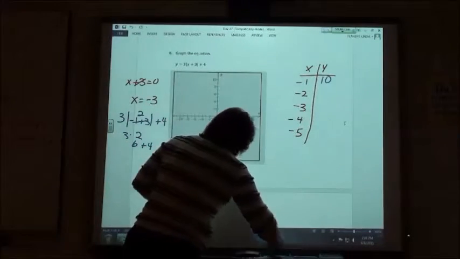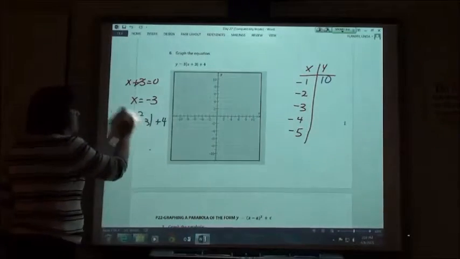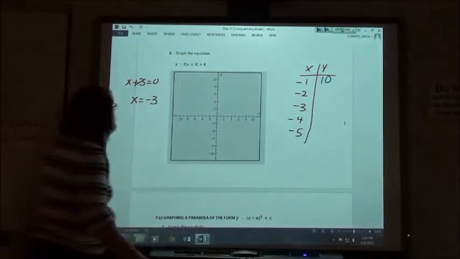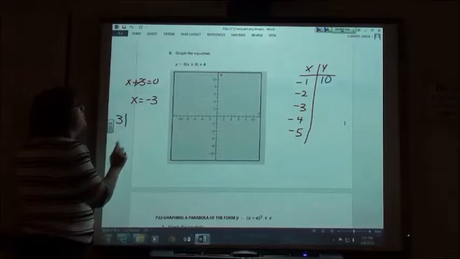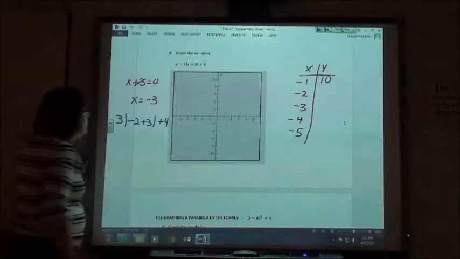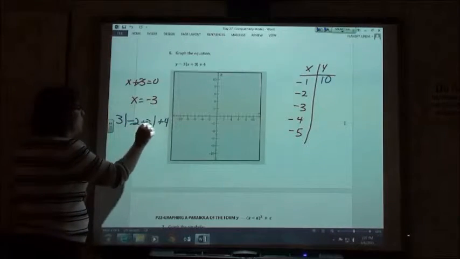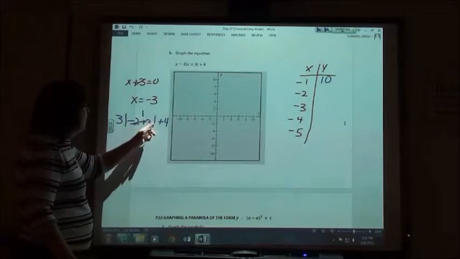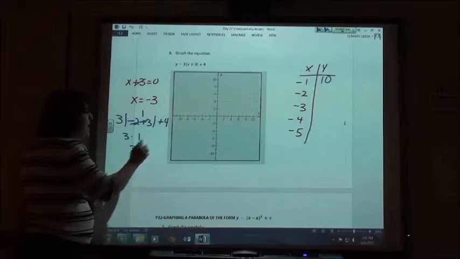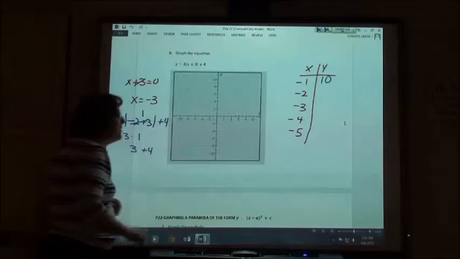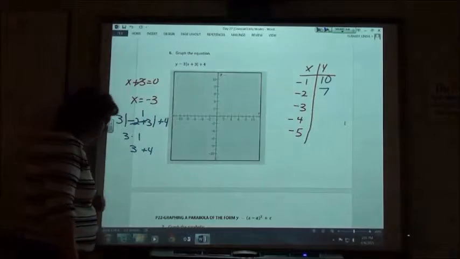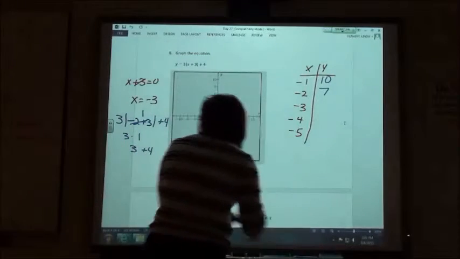And then I'm going to do my next number. Since I don't have a lot of room, I'll erase and do the next one. So negative 2. 3 times the absolute value of negative 2 plus 3, plus 4. Negative 2 plus 3 is 1. Absolute value of 1 stays 1. Times the 3 in front is 3, plus the 4 on the end, going to give me 7. Then I'm going to do my next number.